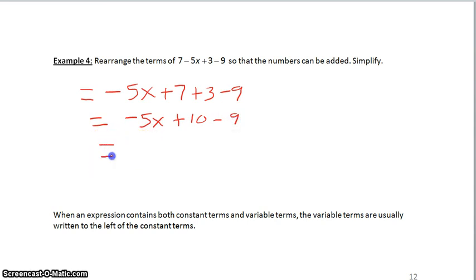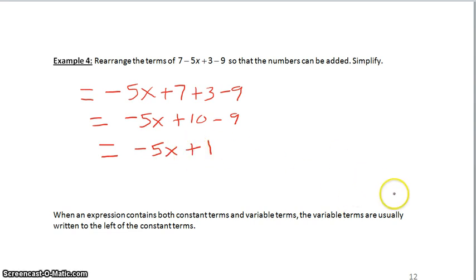Now negative 5x is still not a like term to any of these other two numbers. So we will bring down the negative 5x. We have 10 minus 9, which is positive 1. And our final answer is negative 5x plus 1.